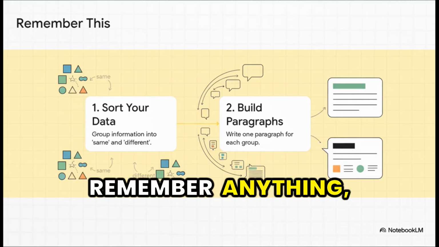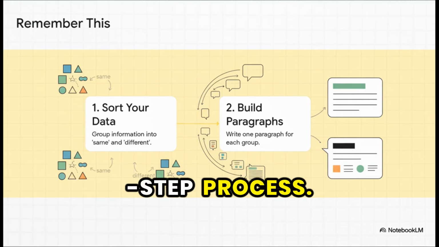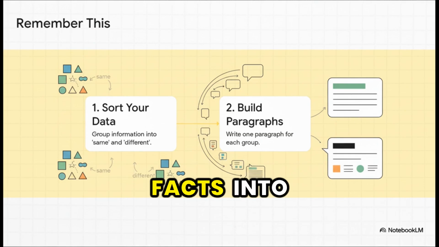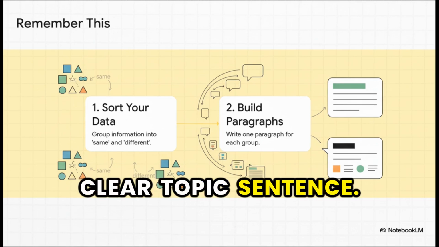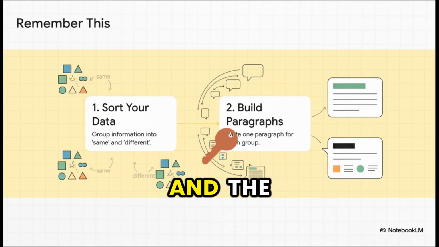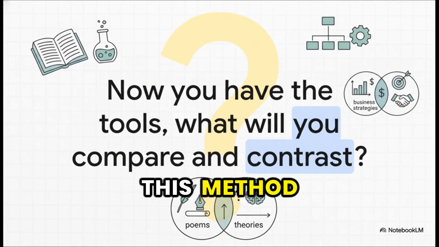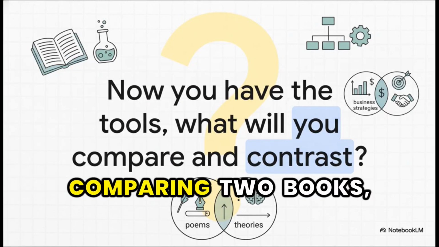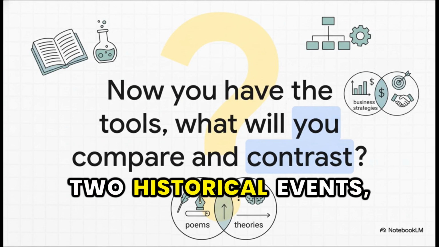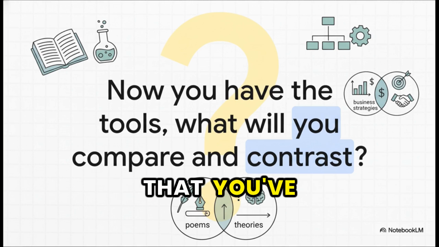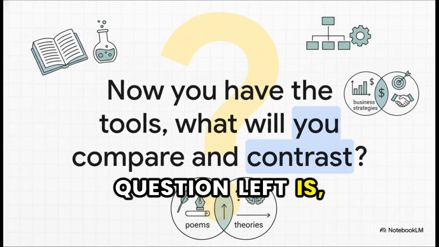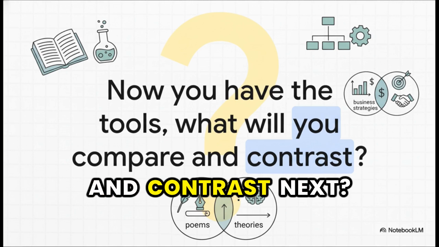So, if you remember anything, remember this simple 2-step process. 1. Sort your facts into same and different. 2. Build a paragraph for each one, always starting with a clear topic sentence. That's the whole secret. And the best part is, this method works for literally anything. Comparing two books, two historical events, two different scientific theories, you name it. So now that you've got the roadmap, the only question left is, what are you going to compare and contrast next?